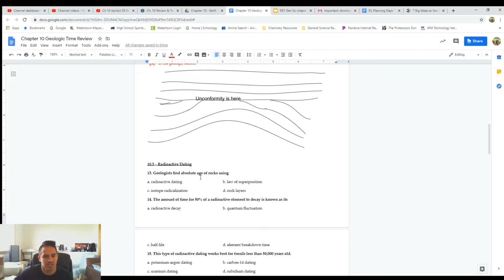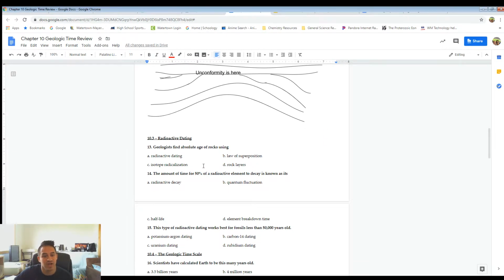Number 13, geologists find absolute age of rocks using radioactive dating. Okay, so this is where they find the absolute age of a rock. Remember that an absolute age is a set number of years. So absolute age is when you have an actual number attached to how old a rock is.